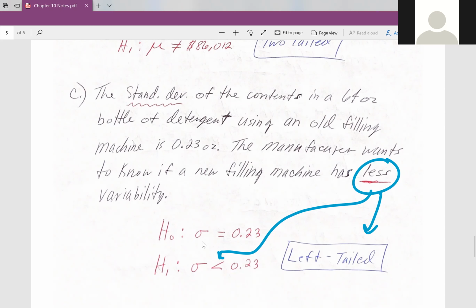Professor, what makes something left-tailed again? Less than, right-tailed? Less than? Oh, just keyword. Yeah, it's going to be the keyword to let you know. If it said the filling machine has greater or larger variability, then it would have been a greater than symbol, and that means this would have been right-tailed.